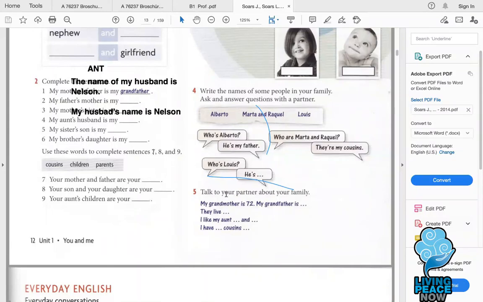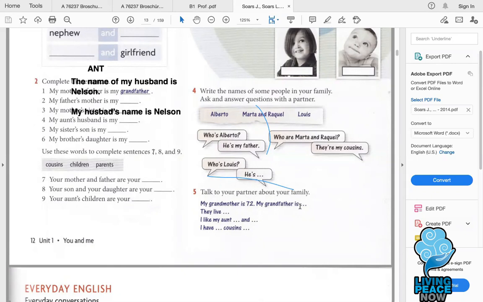So this is the homework for this lesson, number 5. You are going to do it as a writing activity, not speaking. Today we have practiced speaking enough. My grandmother, you select a member of the family. This is just a sample member, grandmother. You can select your father or your mother or your cousin. So you select someone and you write something about them. So here is a sample. My grandmother is 72. My grandmother is. So you are going to tell us something about her. Is she nice? Is she smiley?